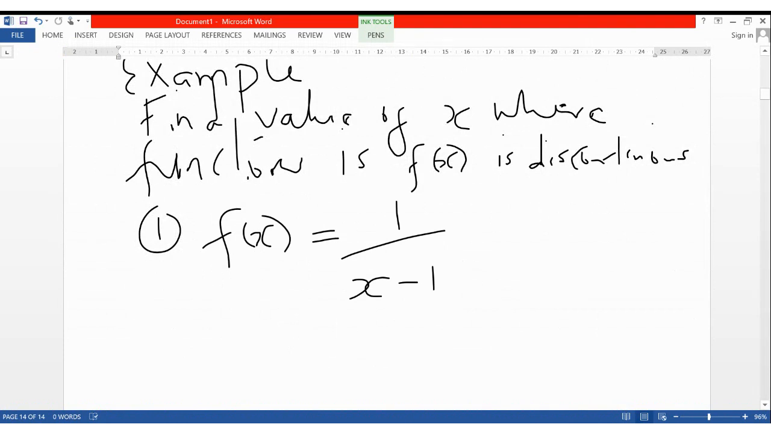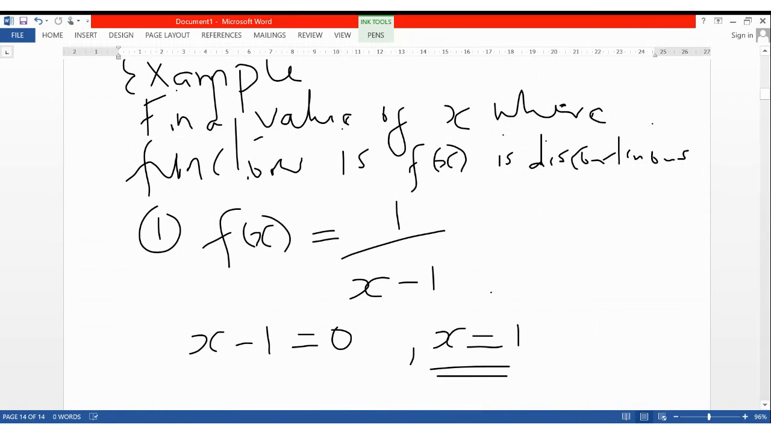So where do you think that function will be discontinuous, if you have gone through the notes? I'll do this example. For this function to be discontinuous, the denominator has to be equal to zero. So we equate the denominator to zero, x minus 1 has to be equal to zero. We are just dealing with the denominator only. Then x is equal to 1. So at x equals 1, when you replace in that function, you get 1 over 0, and it will be discontinuous.